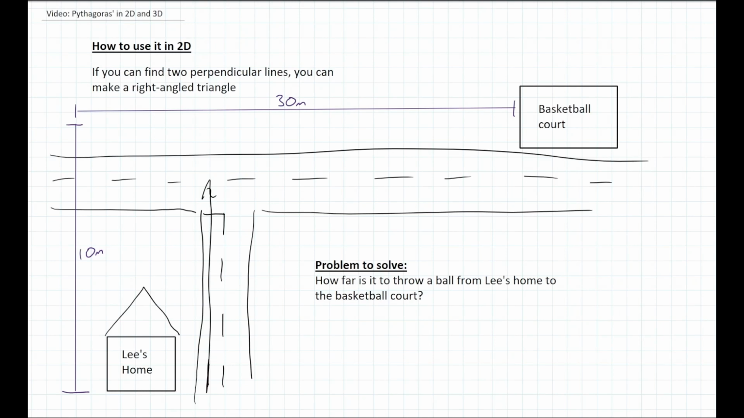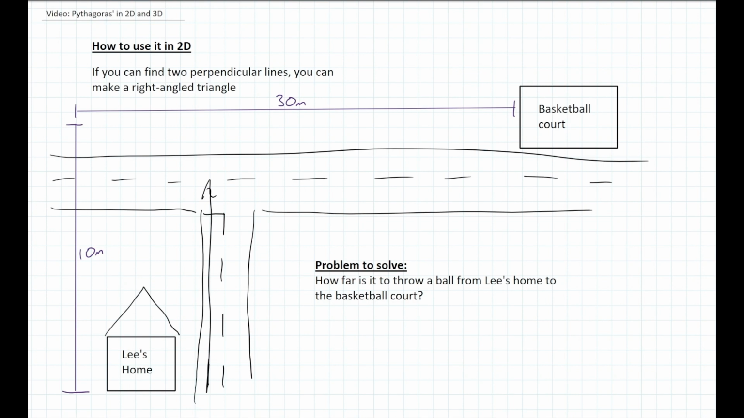In this video, we want to work out how we can use Pythagoras' theorem to solve some problems. No matter if it's in 2D or in 3D, what we're trying to do is find some right-angled triangles so that we can use Pythagoras' theorem to solve for some unknown side.